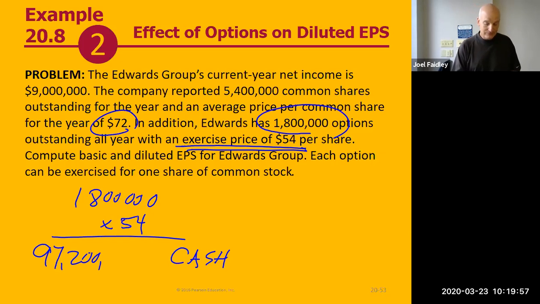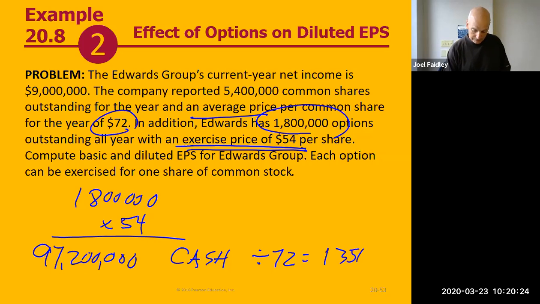All right, so if they had been exercised, I've got $97,200,000 of cash coming in. I didn't get this, it's this what if. And so 97,200,000, how many shares can I buy or could I have bought on the open market at $72? Right? If that's the average price, 72, then that tells me I could have bought 1,350,000 shares.